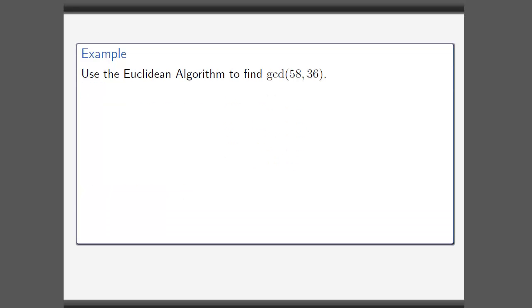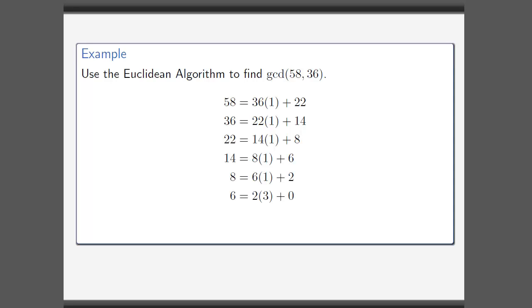As another example, to find the greatest common divisor of 58 and 36, we put the larger number on the left, so 58 is 36 times 1 plus 22, which is the remainder term. Then we do the division algorithm again, but we'll use 36 and 22. In that case, the remainder is 14. So now we'll do the division algorithm with 22 and 14. The remainder is 8. With 14 and 8, the remainder is 6. With 8 and 6, the remainder is 2. And then finally, we get a remainder of 0. So the greatest common divisor of 58 and 36 is this last non-zero remainder, which was 2.